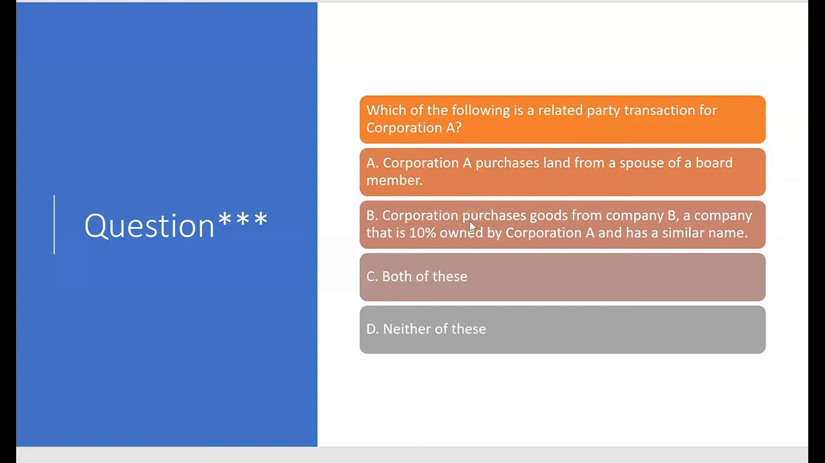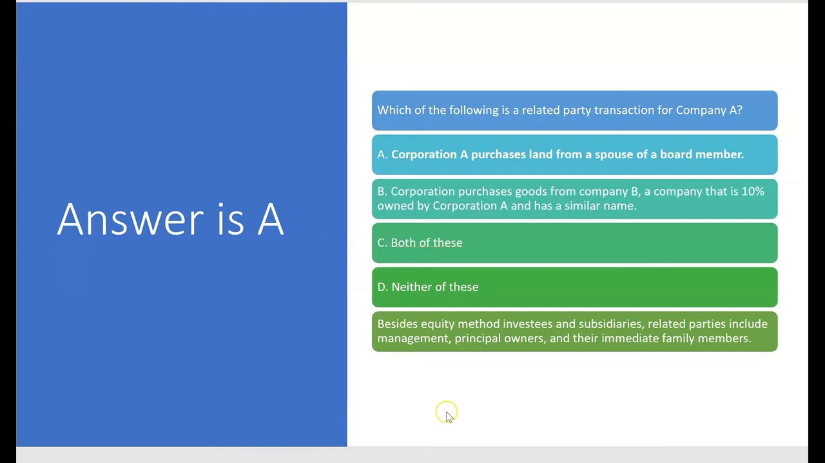B, corporation purchases goods from Company B, a company that is 10% owned by Corporation A and has a similar name. So it's only 10% owned, so it's not an equity method investee. And it has a similar name, but that doesn't make it related. Because we said for it to be related, you would want to have an equity method relationship or a subsidiary relationship, or maybe management, principal shareholders, and their immediate family members. A company with a similar name or one that's only 10% owned would not meet those requirements.